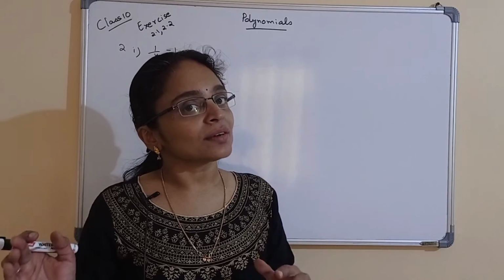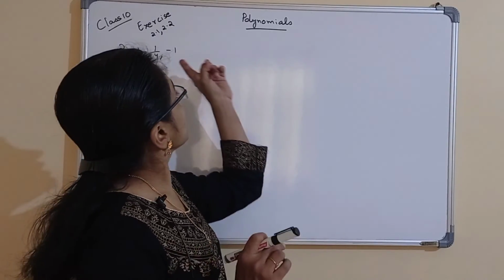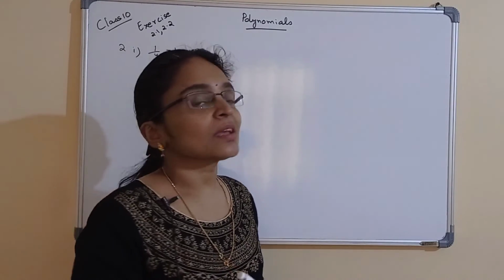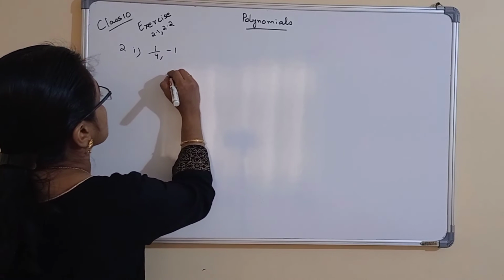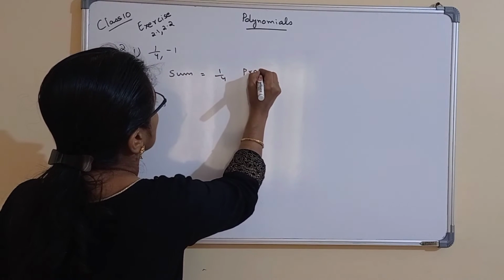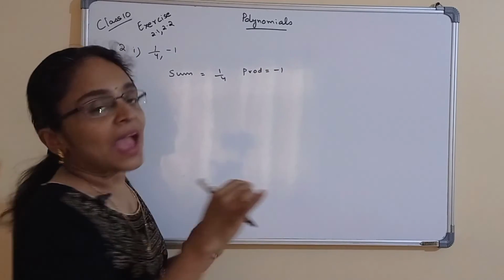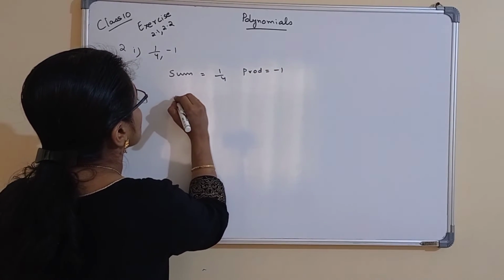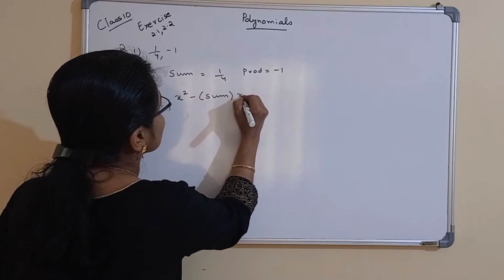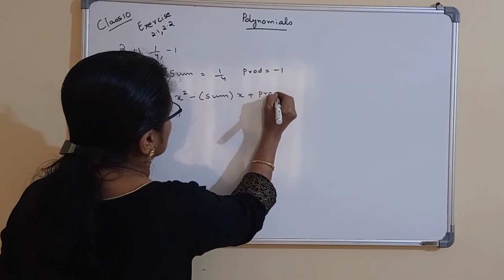Next is find a quadratic polynomial each with the given numbers as the sum and product of the polynomials. Okay, so this is the sum. Sum is equal to 1 by 4 and product is equal to minus 1. And a quadratic polynomial can be written as x square minus sum of zeros into x plus product of zeros.